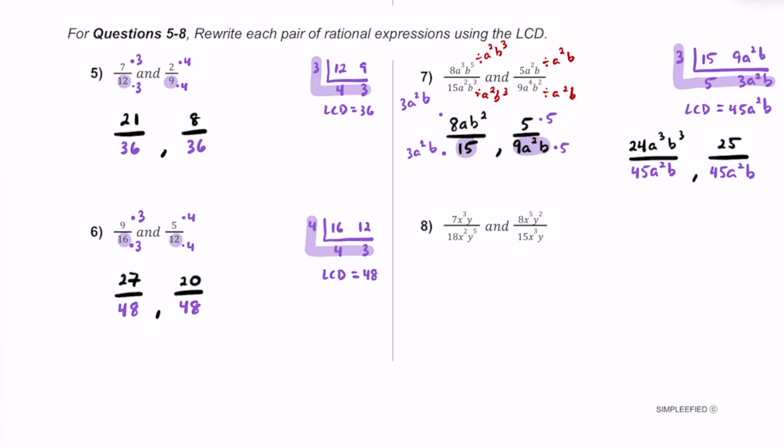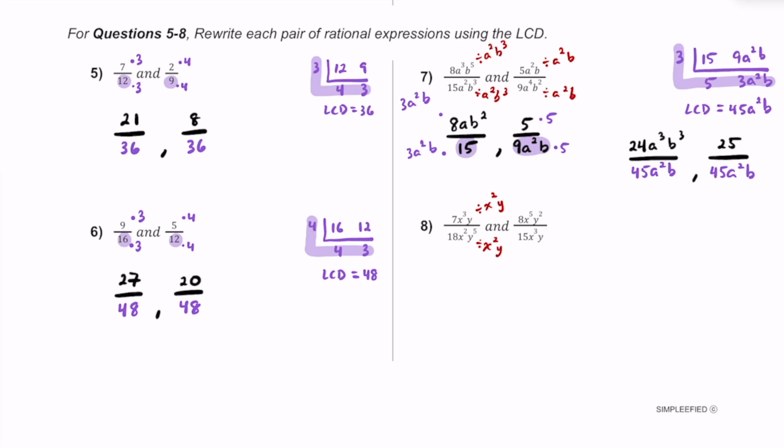All right, for number 8, let's go ahead and see if we can do the same sort of process. If you want to pause and give it a try on your own, feel free to do so. For number 8, it looks like the 7 and 8 have nothing in common, but it looks like they both have 2 x's we could divide by. So let's divide both top and bottom by x squared. Okay, and then for the y's, the top one has 1 y and the bottom one has 5, but you can say they both have 1 y in common.